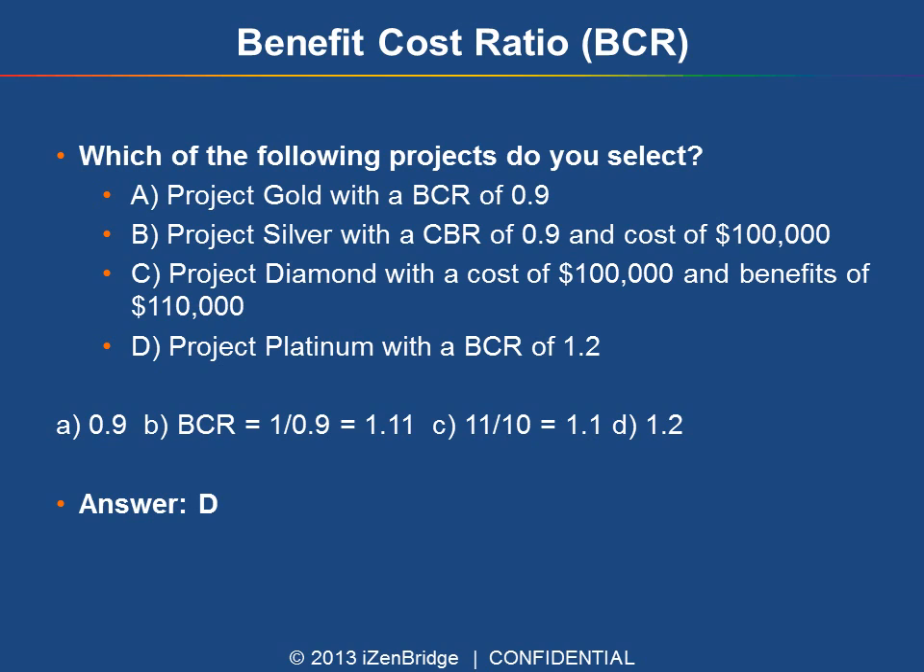So for option B, you need to calculate the benefit cost ratio, which would be 1.11 if you do 1 divided by 0.9. In option C, we have a cost of 100,000 and a benefit of 110, so you need to calculate 110 divided by 100. And in project D, we directly have the value, which is 1.2. So out of these 4 projects, we can see that the benefit cost ratio of project D is the highest. And if you have to make a decision on the basis of BCR, or benefit cost ratio, you will pick project D.